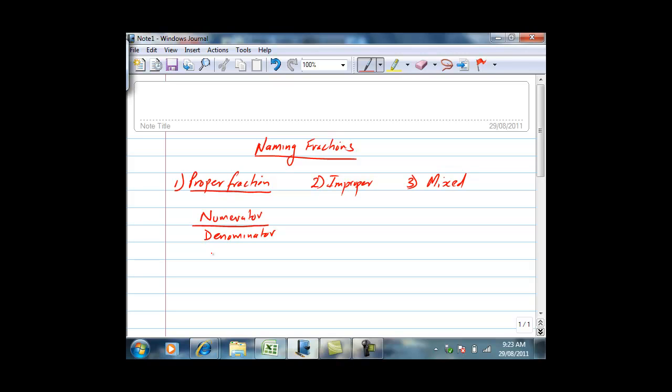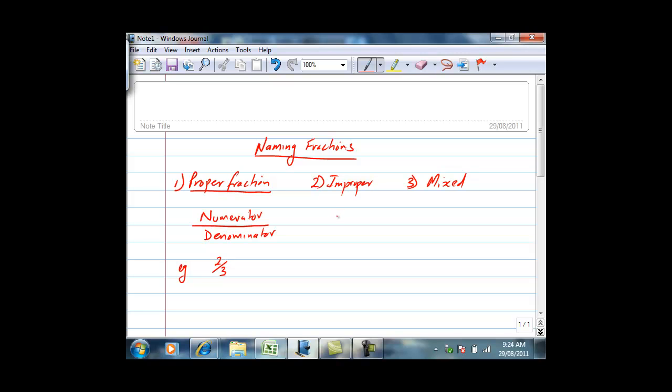In proper fractions, the numerator is always smaller than the denominator. Let's look at an example. Let's say 2/3. Here the numerator, which is 2, is smaller than the denominator, which is 3.